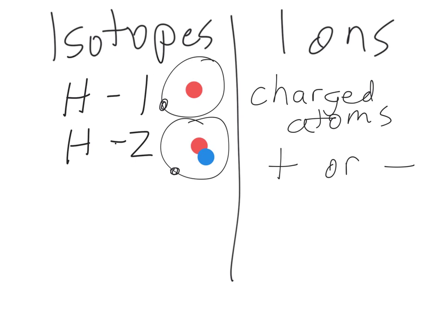Ions are charged atoms. And in fact, we often don't even call them atoms. We just call them ions. Like lithium +1 or oxygen has a -2 charge. So those are ions when they have positive or negative charges because they gain or lose electrons.